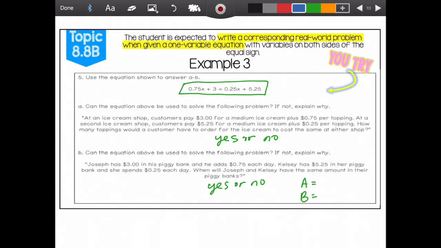So I'm going to leave you with the screen at example 3. Make sure you answer this one. Again, read the scenario. It's either a yes or no.